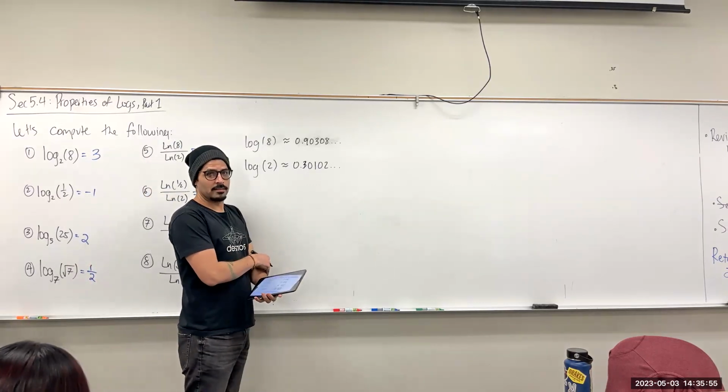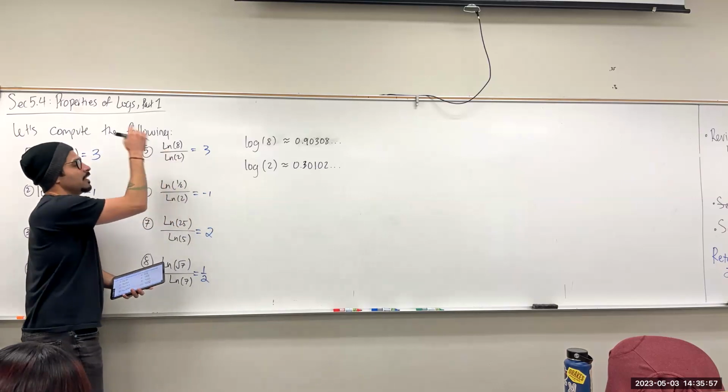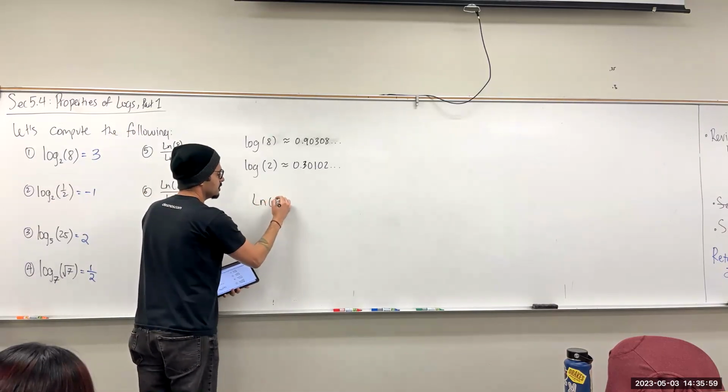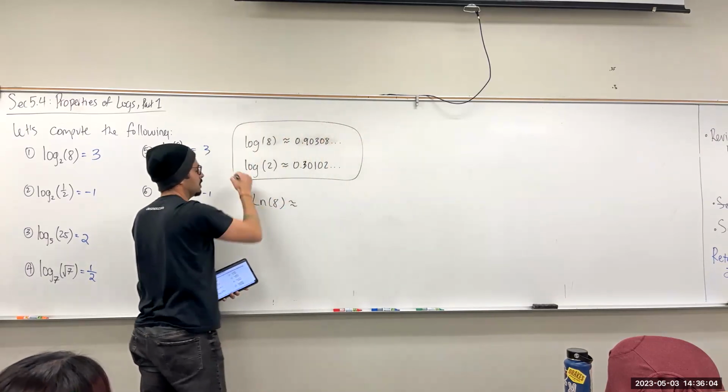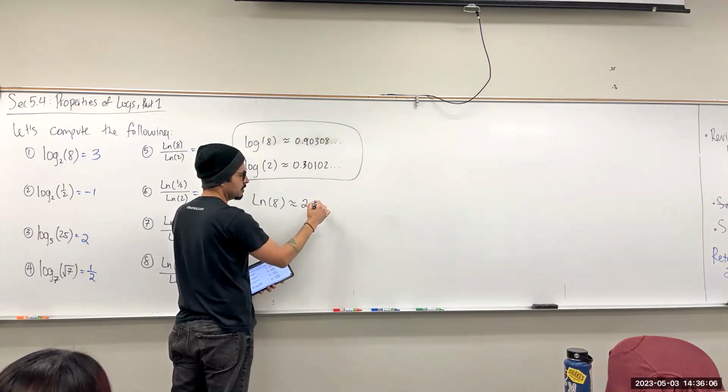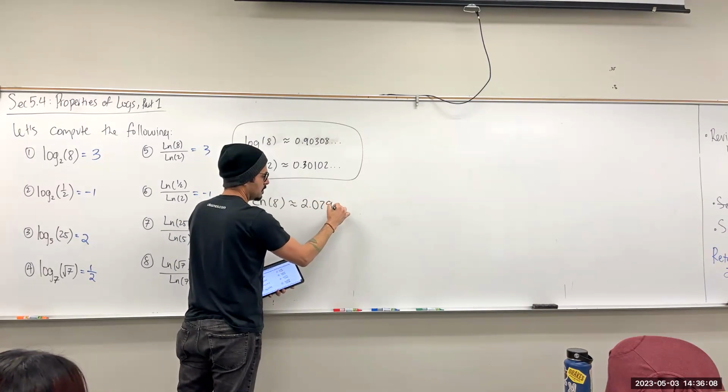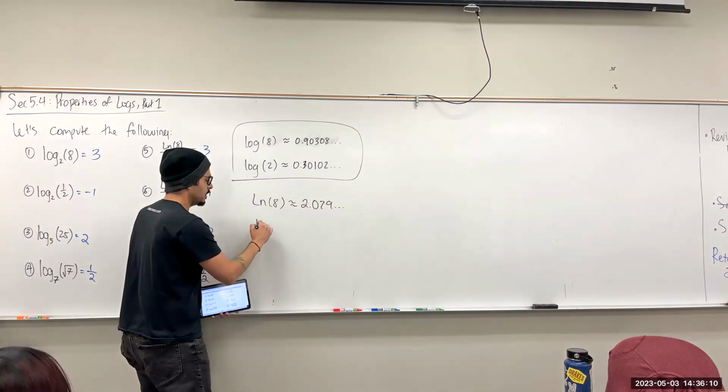If you look at them, it makes sense, they're like tripling, right? But now do ln of 8, just by itself. What is that? 2 point some weird stuff, right? And then do ln of 2.